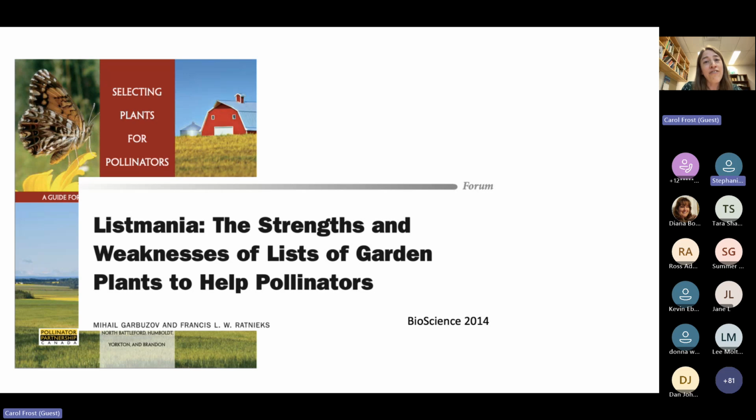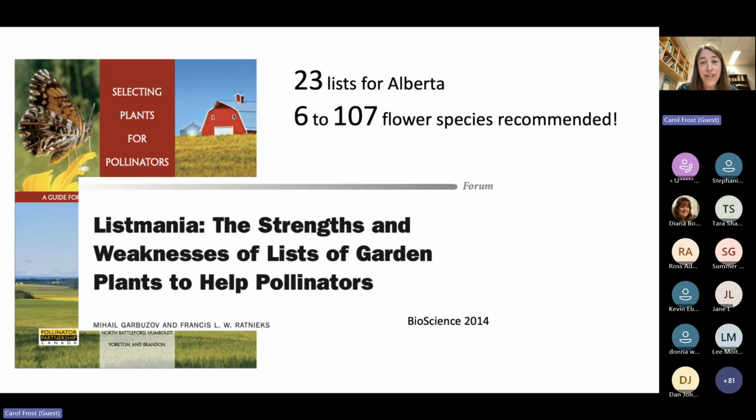So not knowing why a flower is on the list means that you're less able to judge between the flowers on the list, because some lists have very many flowers on them. We found 23 flower lists for Alberta, and these lists recommended anywhere from 6 to 107 different flower species. So if you're trying to use your limited budget to select the best flowers for pollinators in an industrial setting, it maybe isn't quite informative enough. It doesn't give you a very good basis for choosing between these 6 or between these 107 flower species.